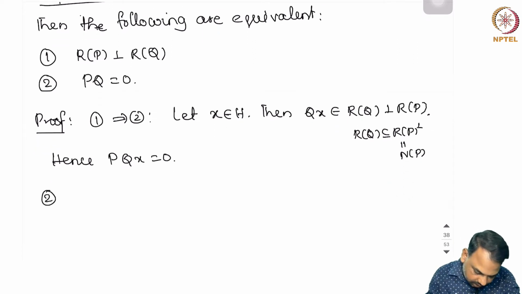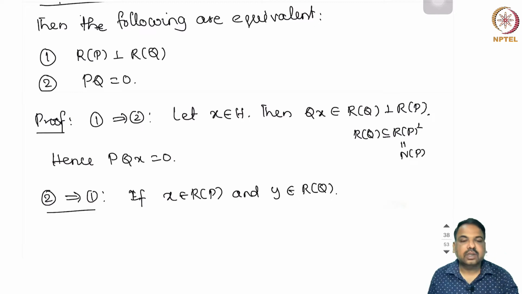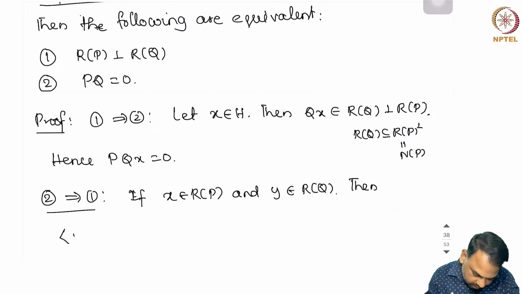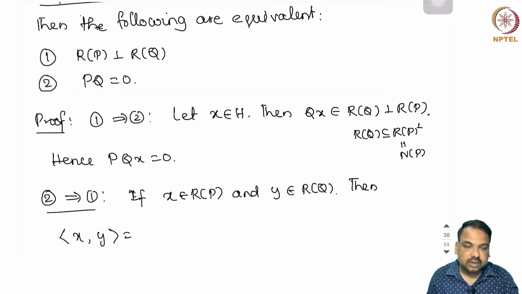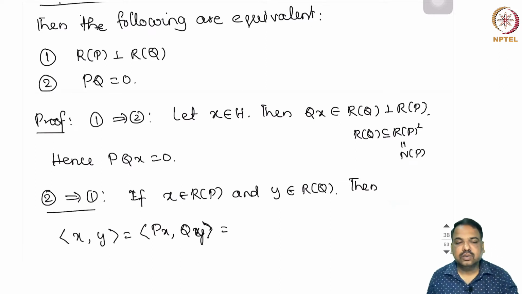So on the other hand, let us try to prove the other implication. If x is in range of P and y is in range of Q, we want to show that inner product x with y is 0 with the condition that PQ is 0. Then we can show that inner product of x with y is nothing but inner product Px with Qy, because Px equal to x and Qy is y, because they are coming from ranges.